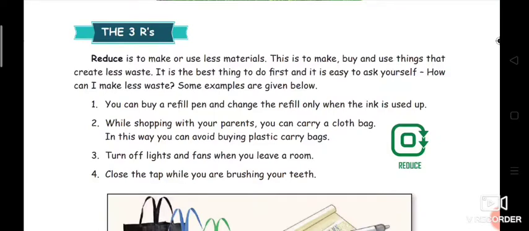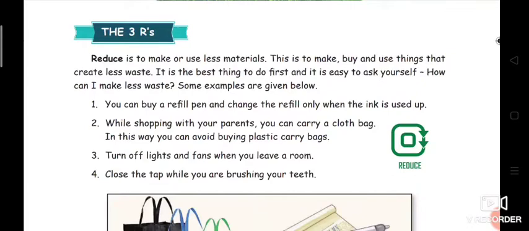Reduce is to make or use less materials. So what is reduce? We can make or use very less materials. Okay, we can reduce the usage of materials so that we can manage our waste. This is to make, buy and use things that create less waste. So reduce means we can make things that create less waste, or buy things that create less waste, or use things that create less waste.